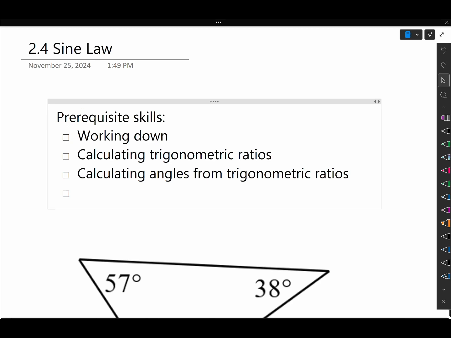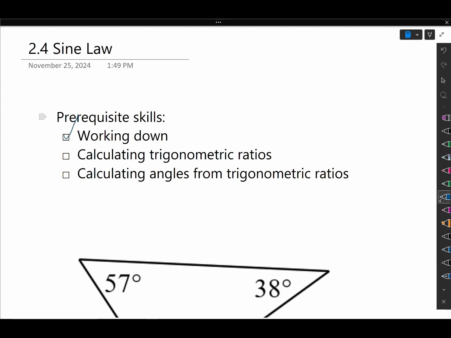Again, we're relying on our ability to work down. At this point, nearly every lesson in the course has relied on our ability to work down. So if you're struggling with working down, I encourage you, go find that video, go practice those skills, because that can get in your way time and time again. So I'm hoping you've been able to recognize the value in working down as we go through these lessons.